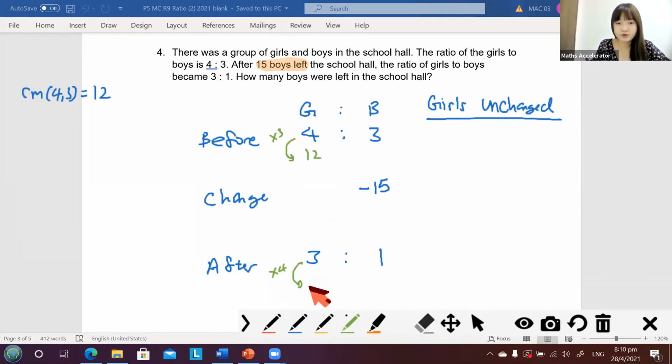So we times 3 here, times 4 here. This is 12 and 12. Okay, but don't forget, it's ratio, which means this also must times 3. Okay, and this will also times 4. So the correct ratio will be the green ratio. Now you can compare. The 15 boys who left represents how many units subtracted? Okay, can you type into the chat?